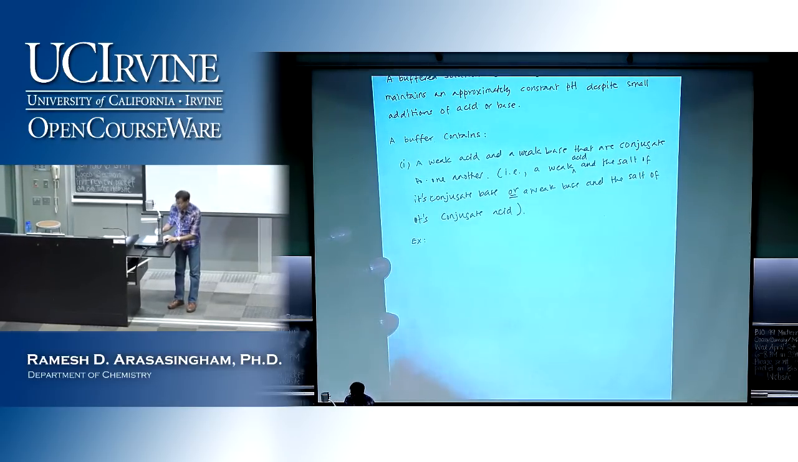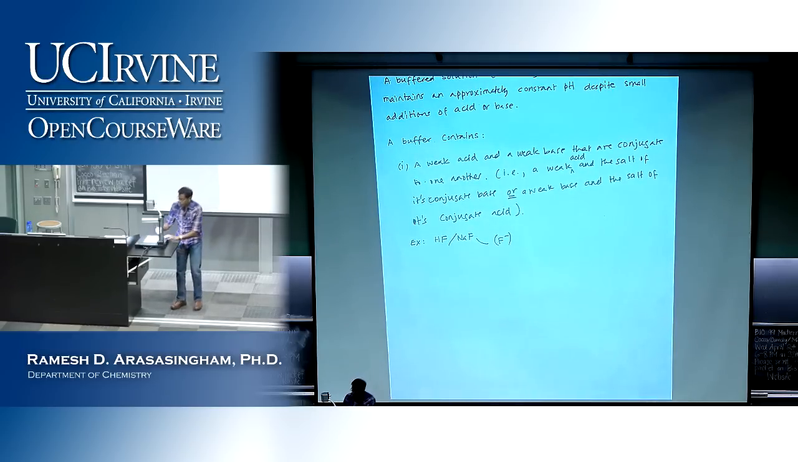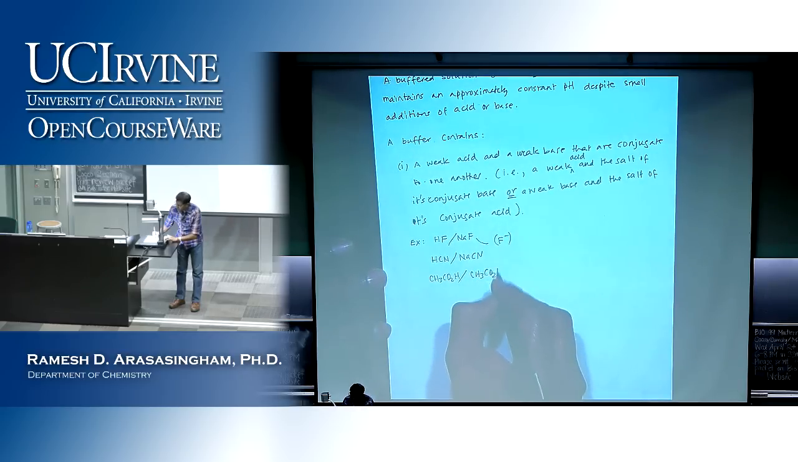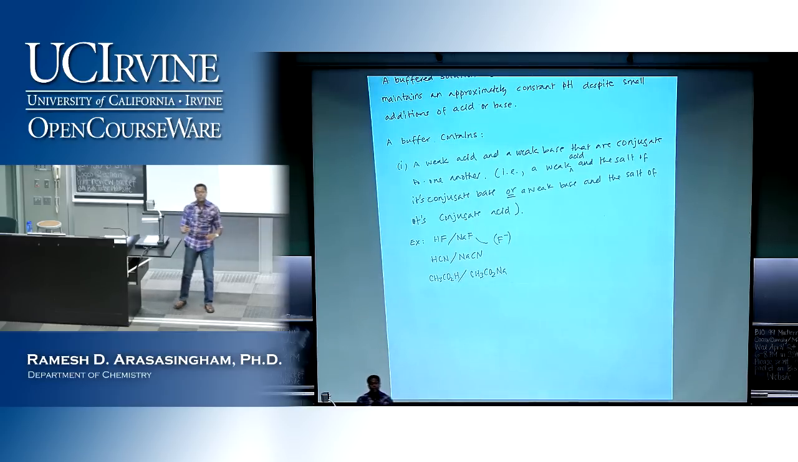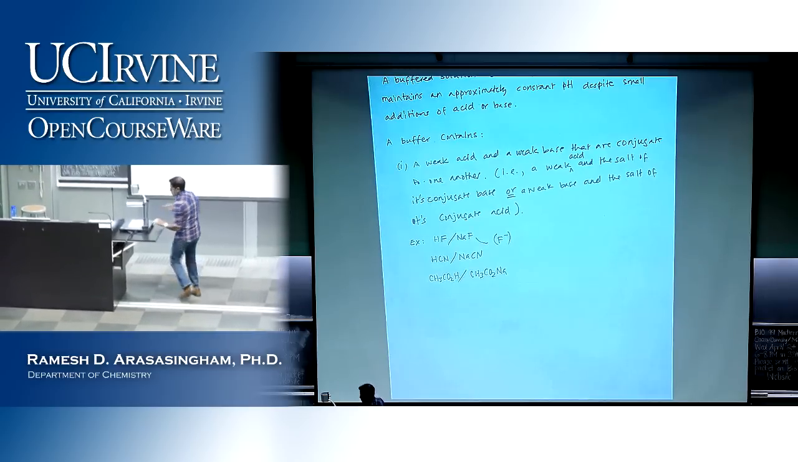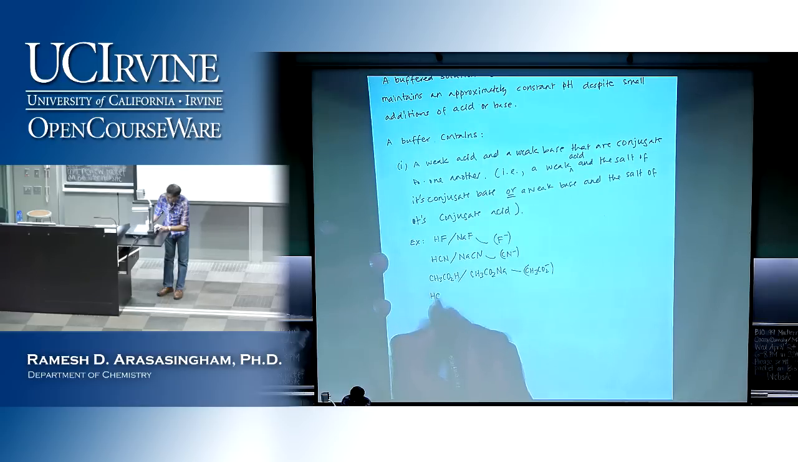So the way to identify a buffer is to look for these characteristics. So if I have, for example, HF and NaF, where this is F minus, which is the conjugate base of HF. You can have HCN and over here NaCN. If you have acetic acid, then over here you'll have CH3CO2Na. Each of these is a salt, and what do we know about salt? The moment you put a salt in water, what does a salt do? Dissociates. So it's going to release the anion, which is the conjugate base. So this would have CN minus, this would release CH3CO2 minus. And then if you take something like formic acid, it would be the salt of formic acid, and therefore this would release that.